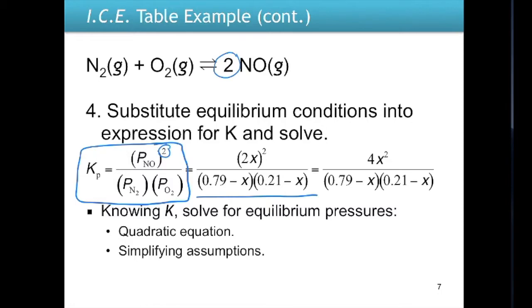Now in this case, if we were to multiply this all out, we would end up getting a quadratic equation, and we'd have to use the quadratic formula in order to determine what the value of x is. You would get a positive value for x, a negative value for x, but remember what x is supposed to represent. So just let me go back to the table for a second.